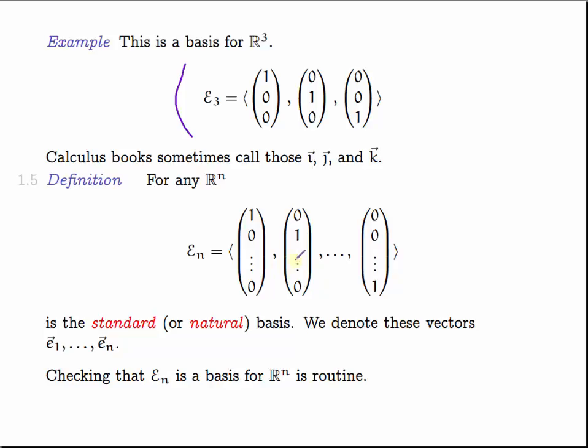Notice actually that if you wrote this sequence of vectors as a matrix, this would be the identity matrix. And that's going to be important later. Just wanted to show you that. Same here: this is the 3 by 3 identity matrix, and this is the n by n identity matrix. And you can use the same methods to show that these are both bases. This is called a standard or natural basis.